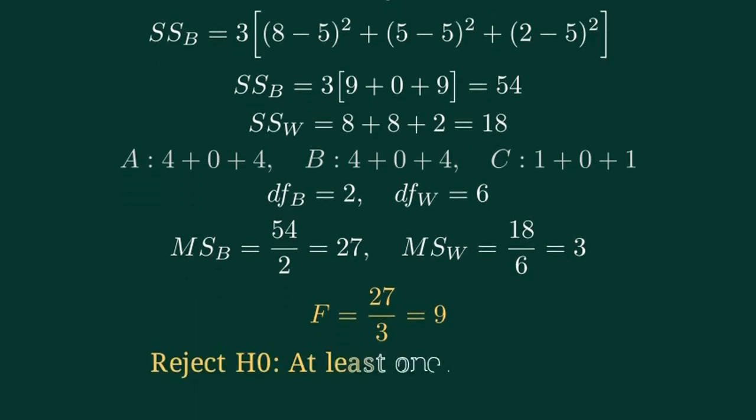At a 5% significance level, the critical value is about 5.14. Our F value is 9, which is larger. So we reject the null hypothesis and conclude at least one fertilizer gives different growth.